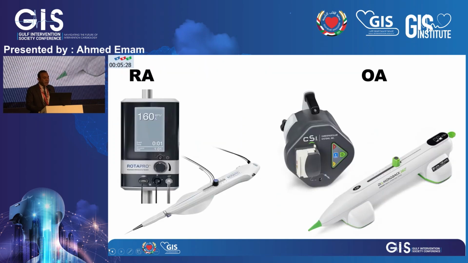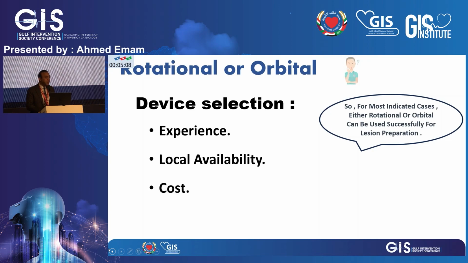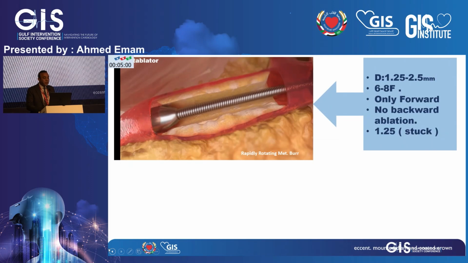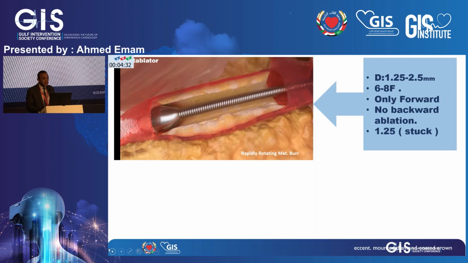So I'll speak now about the rotablator and orbital atherectomy, and how we choose between these two devices. Actually, for most indicated cases, either rotational or orbital can be used successfully for lesion preparation. We select between them according to experience, local availability, and the cost of the device. We all know the rotablator, which is a rapidly rotating burr, distally coated with diamond crystals. It comes in many sizes, 1.25 up to 2.5. It needs a guiding catheter from 6 to 8 French. And remember, it can ablate only in the forward direction. There is no backward ablation. That's why I try to stay away as much as I can from the 1.25 burr, because this is the one that will get stuck inside the vessel.